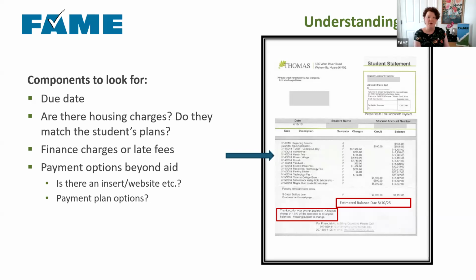But some things to look at when you start getting that bill. First is the due date, right? So down there at the bottom in red, the estimated balance is due August 10. And you're going to see this a lot.